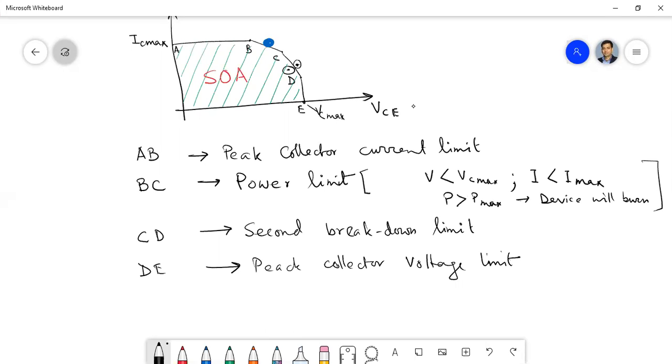When you have selected your device, then you have to see properly the SOA of the device, and the operating point should be selected accordingly, so that it is within the SOA. Clear? Then we'll be on the safer side. Okay, any other query? Next day I will start the silicon controlled rectifier.